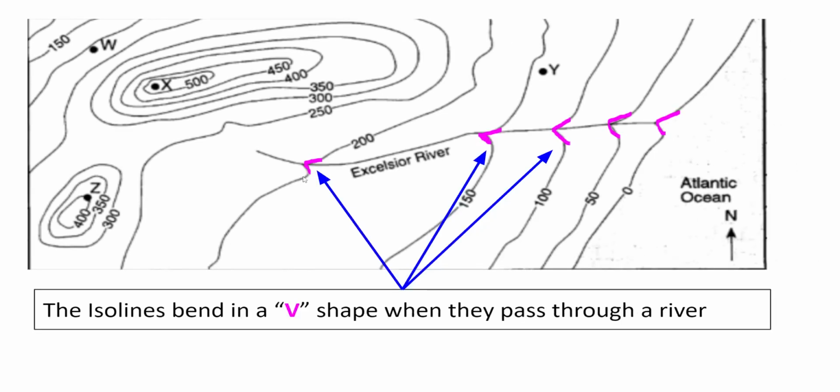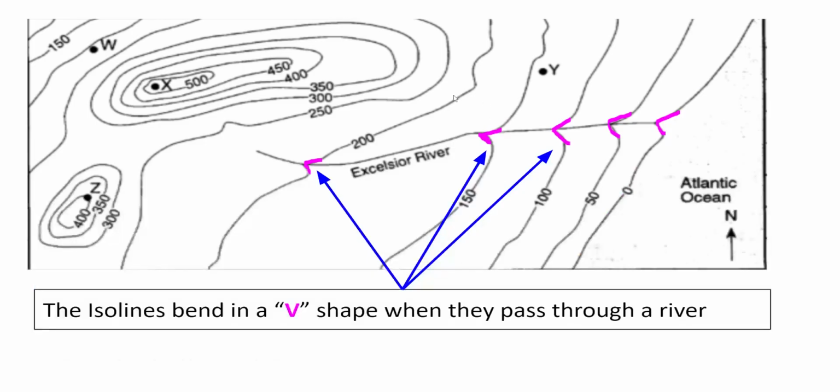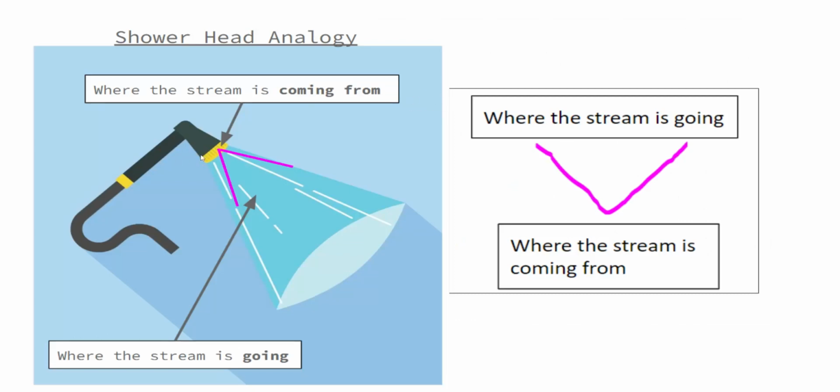And if you look carefully, the bends in the contour lines for the rivers create a V shape like this. And the V shape tells us which way the river is going and which way the river is coming from. A good analogy would be a shower head. A shower head, a lot of times, is kind of like a V shape, and the water also comes out like a V shape, just like how we're looking at our contour lines. And in the shower head analogy, the pointy part of the V is where the water is coming from, and the open part of the V is where the water is going.